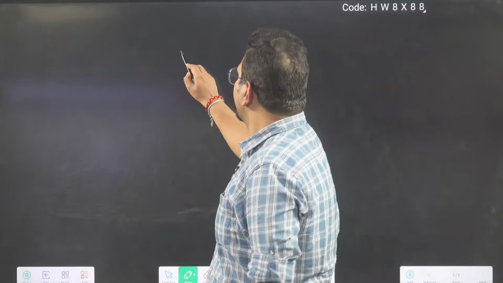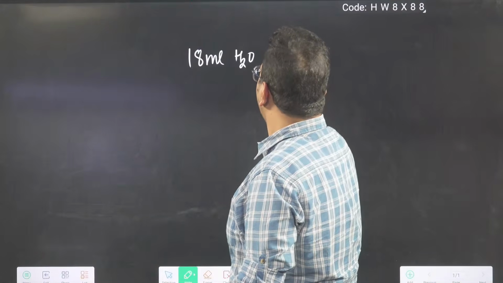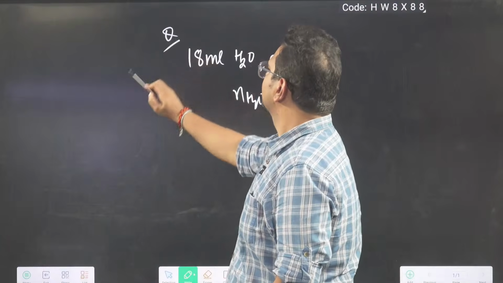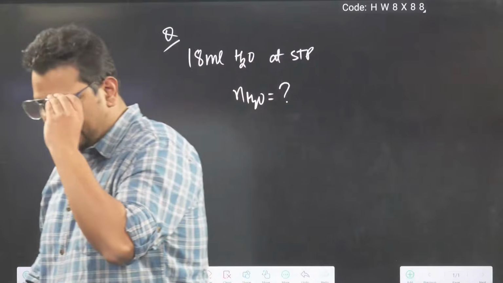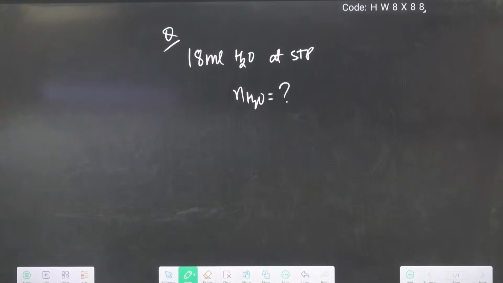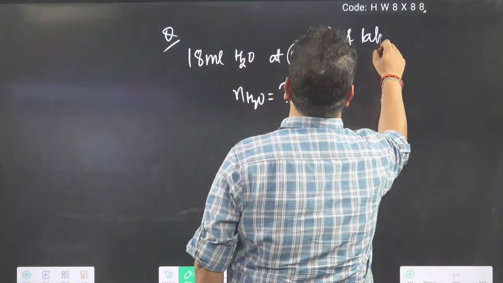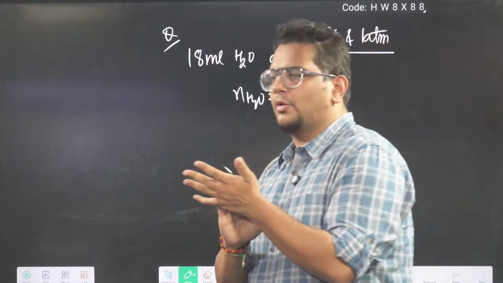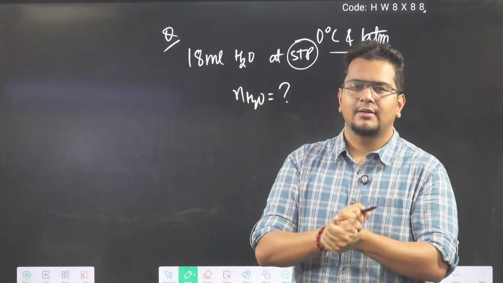Badhiya. Can you tell me in 18 ml water at STP, how many moles are there? STP means 0 degree Celsius and 1 atm pressure, bhaiya. Can you say that 18 ml of water at STP, how many moles of water are there?